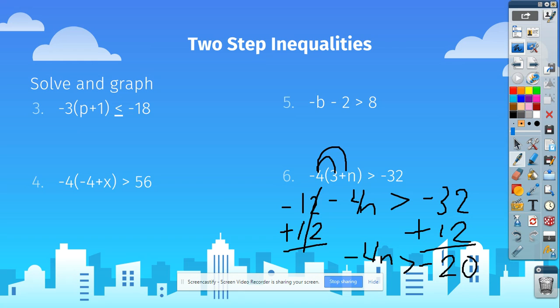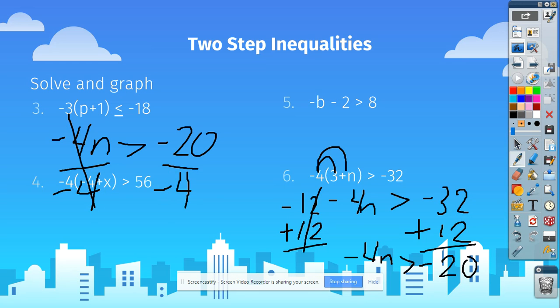Now, I want to move over to the side because I ran out of room. So negative 4n is greater than negative 20. I have to get n by itself, so I'm going to divide by the negative 4. Divide by negative 4. Did I divide by a negative? Yes, my sign is going to flip. And a negative divided by a negative is a positive. So basically 20 divided by 4 is 5.